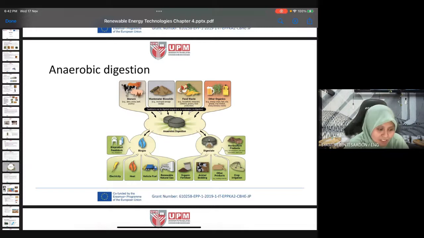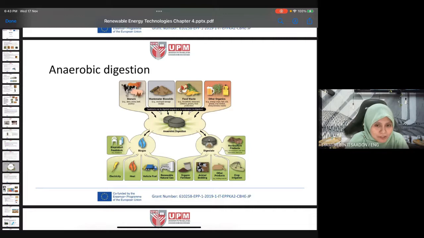So those biomass are digested through anaerobic digestion, and from this digester we can produce biogas. From this biogas, of course, we can use it as electricity, heat, fuel, renewable natural gas. And the digestate, as products: organic fertilizer, animal bedding, other products, etc. So those are the results, the output of this anaerobic process. By undergoing this process, those biomass and waste can produce biogas and digestate, and water, of course.